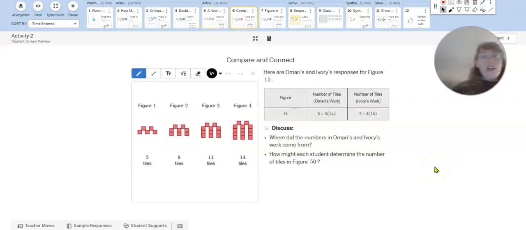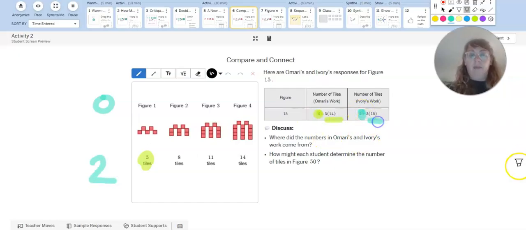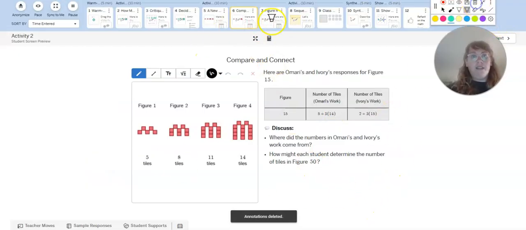Compare and connect. Here's Omari and Ivory's responses for figure 15. And here's our two different equations. As Omari did our first method, which was starting with 5 tiles, starting with figure 1. So because of that, they multiplied by 14, which is our n minus 1, versus for figure 0, there's 2 tiles, and then they multiply by 15. So we see where those numbers have come from, and we worked through those explicit formulas in the last slide. But there's that information there, and then you can push to slide 7.